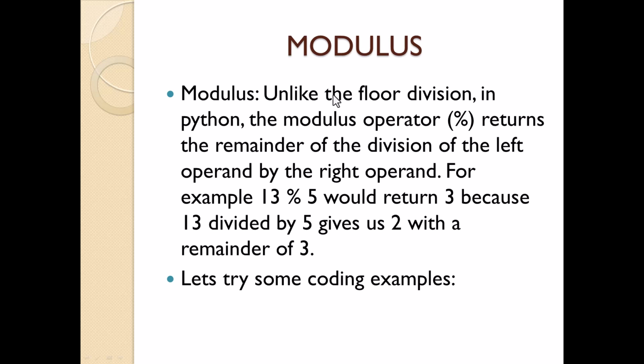All right, moving on. Let's go and try the modulus. Unlike the floor division in Python, the modulus operator returns the remainder. So this is just the opposite of the floor division. The floor division brings you the quotient; the modulus operator brings you the remainder of the left operand by the right operand. So if we take, for instance, 13 modulo 5, it will return 3 because 13 divided by 5 gives us 2 with a remainder of 3. So it is the remainder that we are looking at.